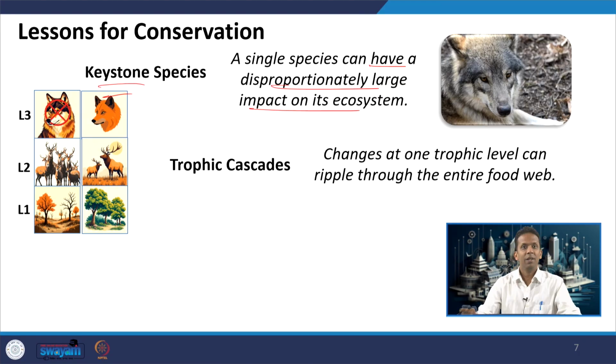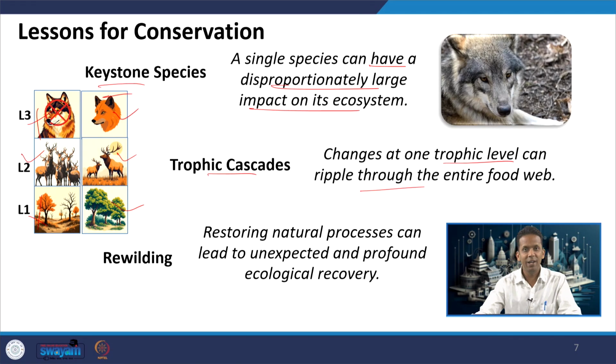So, that is remarkable. Then, trophic cascades: changes at one trophic level can ripple through the entire food web. It will change the other trophic levels. Here we saw when wolves were not there, these populations increased and vegetation was gone. But when wolves were there, the population was in control and the vegetation regrew. So, that was a trophic cascade. Third was rewilding. The restoring of natural processes can lead to unexpected and profound ecological recovery. The forest or the national park got its biodiversity, its birds and animal species back, and it was sort of rewilded.